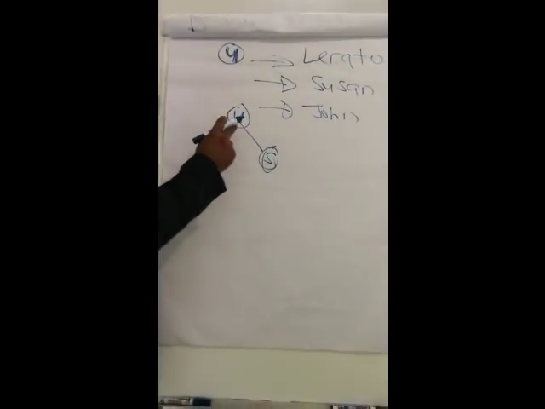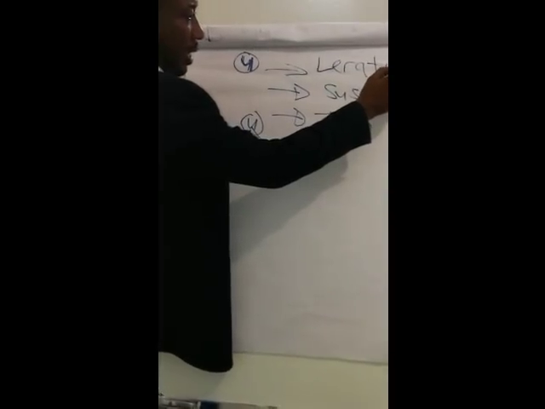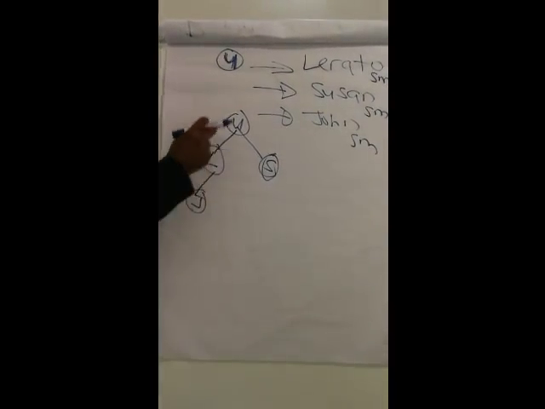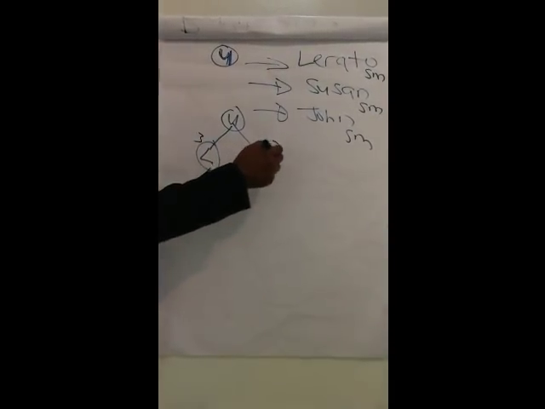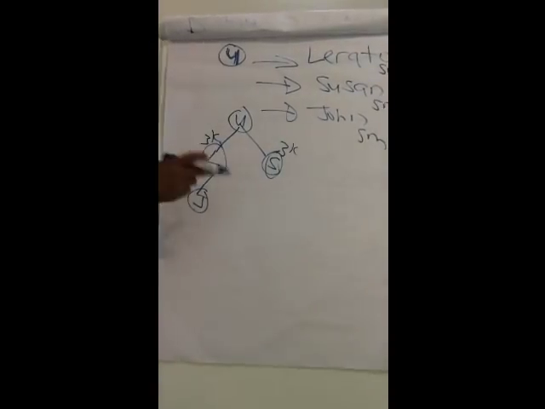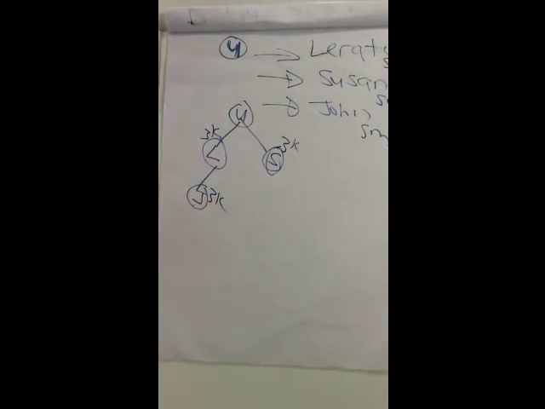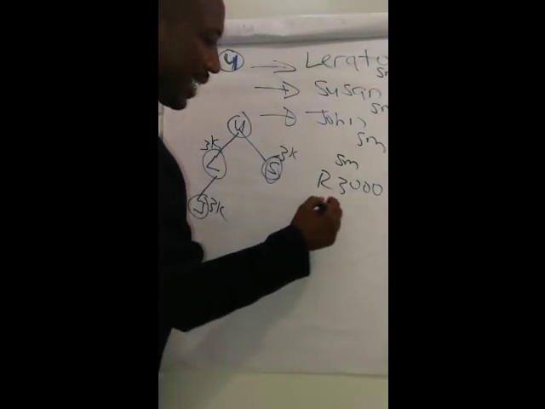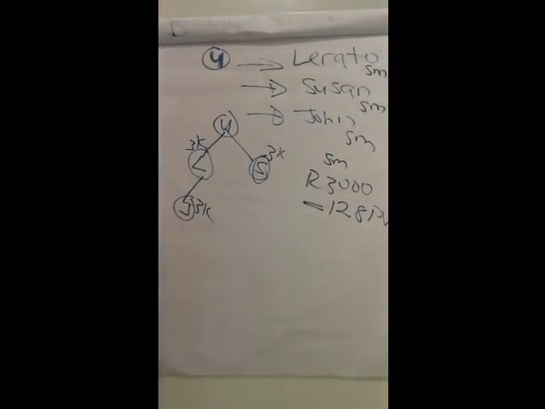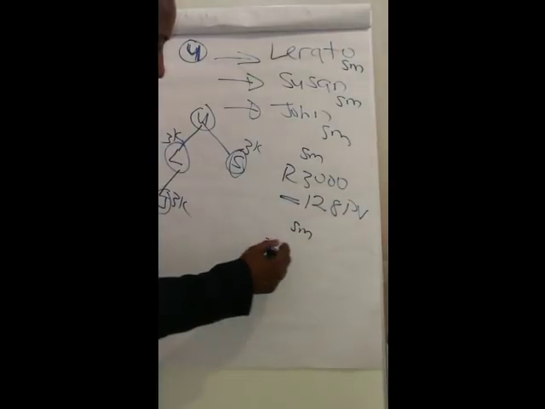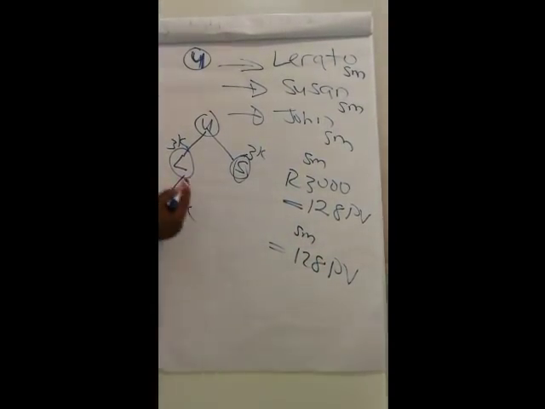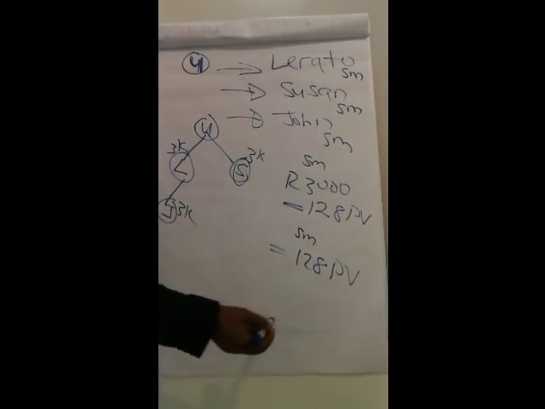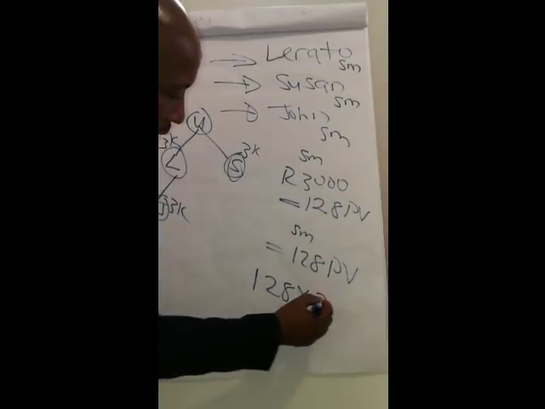So now, if Lerato registered at SM, senior member, which is 3,000, you're going to have 3,000 here, 3,000 here, and also 3,000 here. What Norland is saying is, remember, I did say that for every SM, when you pay 3,000, it is equal to 128 PV. So when you register these three people, you get 128, 128, and then 128. So it's going to be 128 times 3.